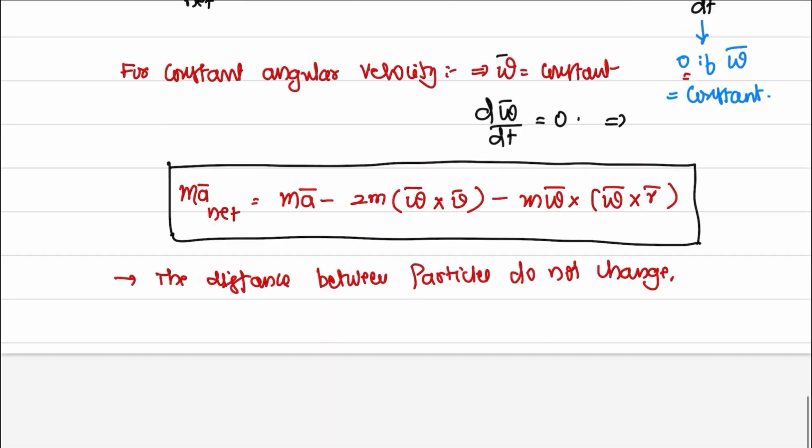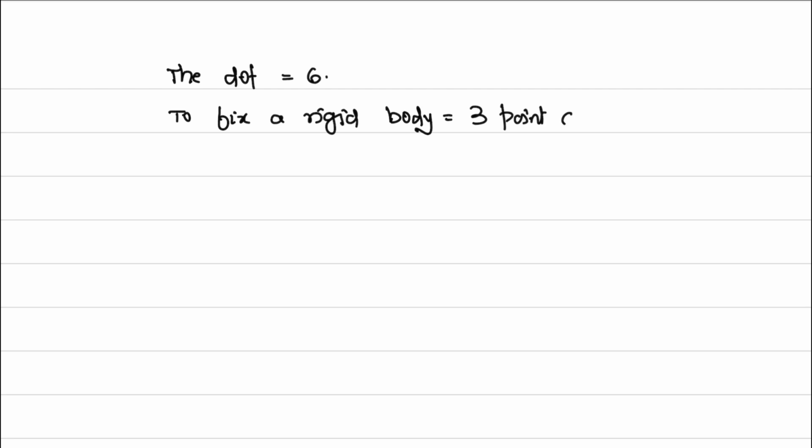Another thing we have learnt in rigid body motion is that the degree of freedom is equal to 6. To fix a rigid body, 3 points are required. This is the basis on which we will be moving ahead for studying the equations of motion for a rigid body. And the most important equation is, now one by one we will write.